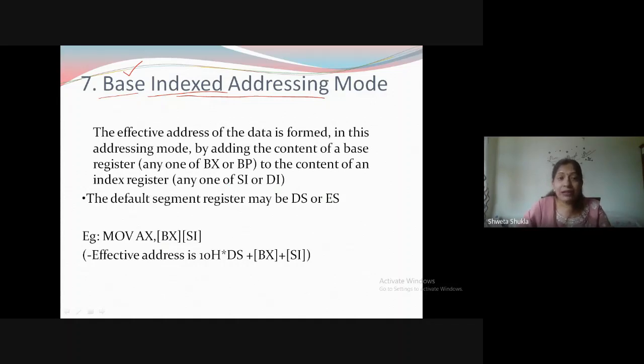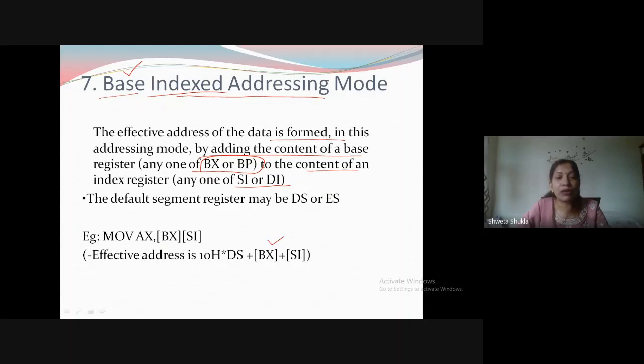Now you can see here the effective address of the data is formed in this addressing mode by adding the content of the base register. Base registers here can be BX or BP, because there are two base registers. BX is the base register, a general purpose register, whereas BP is the base pointer. And you will add this to the index register. That index register can be SI or DI, to complete the offset address.